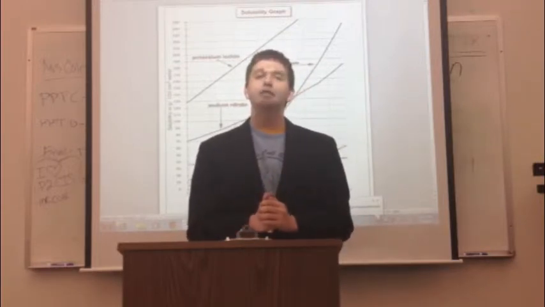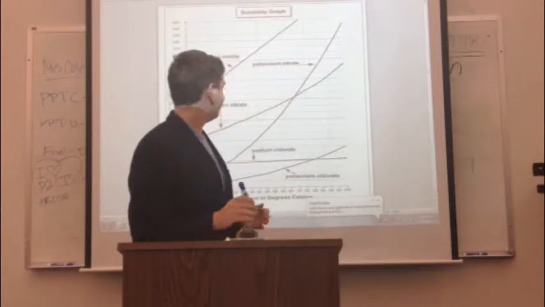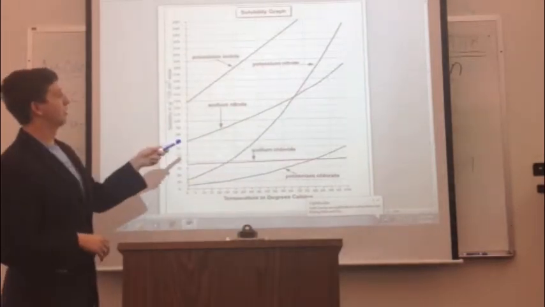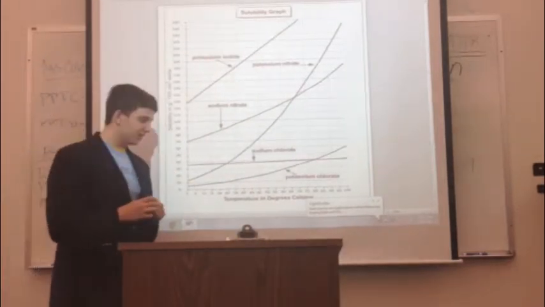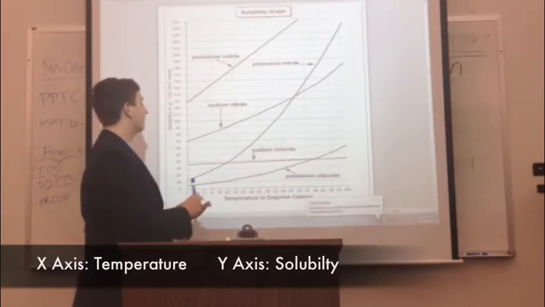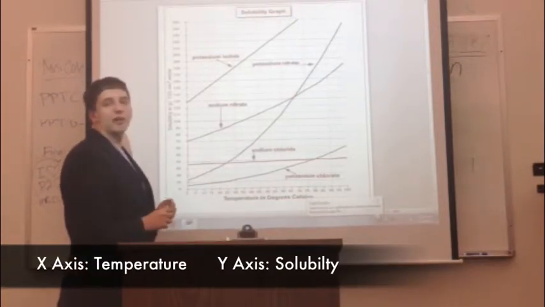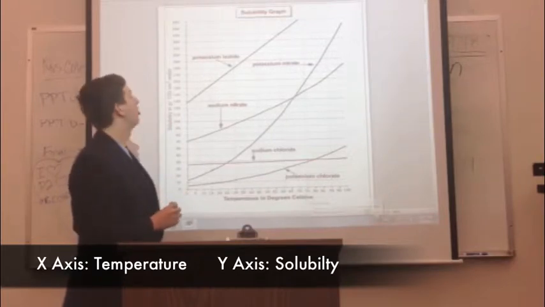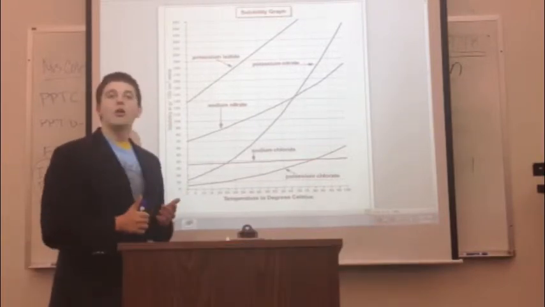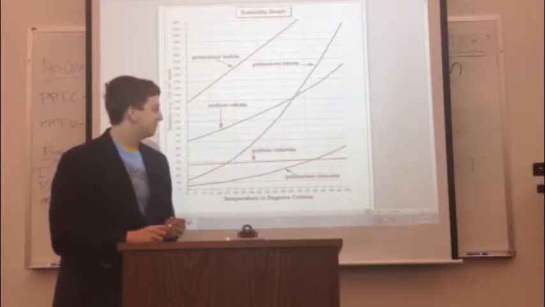Now I will be teaching you about a solubility curve. This is what a solubility curve looks like. On the x-axis is temperature in degrees Celsius, and on the y-axis is the solubility in grams per 100 centimeters cubed or 100 milliliters of water. I will be using sodium nitrate to explain what it means.